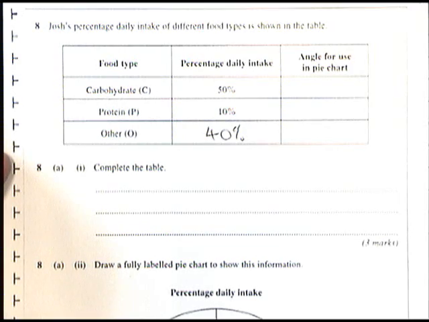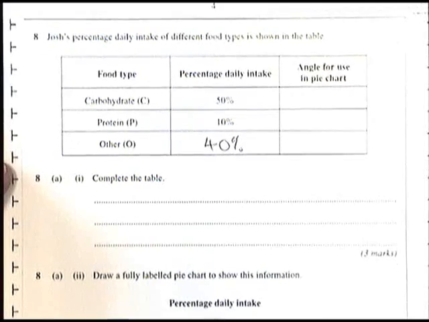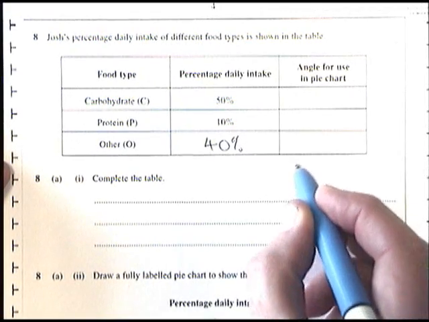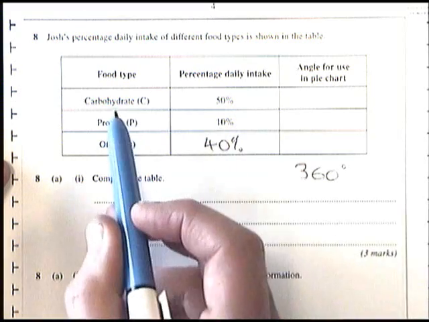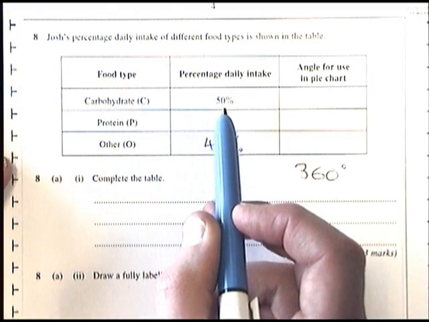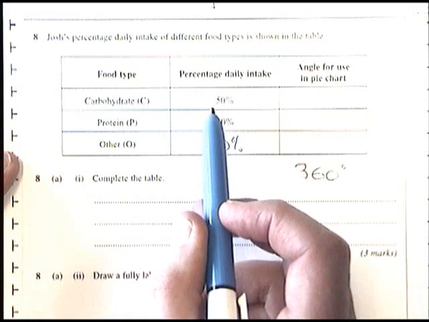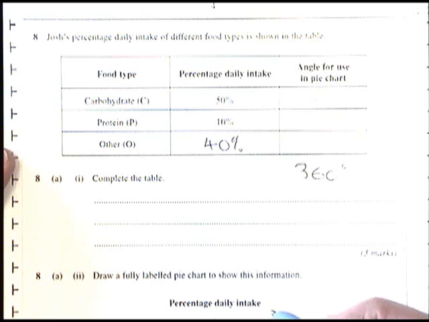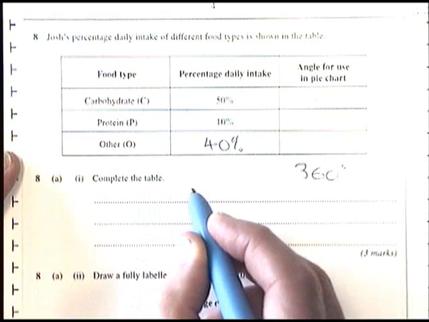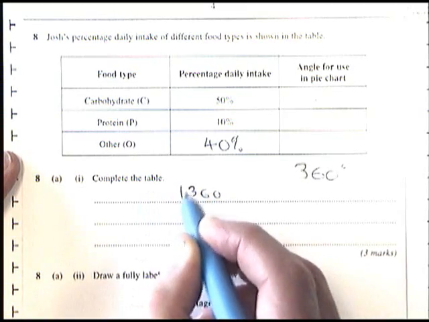The next thing you've got to do is work out the angles in a pie chart. Now the key thing to remember, a complete pie chart is 360 degrees. That is how many degrees there are in a full circle. Carbohydrate is 50%. 50% is the same as a half. So a half of these will go here. So you've got to work out half of 360. So you've got to do 360 divided by 2.